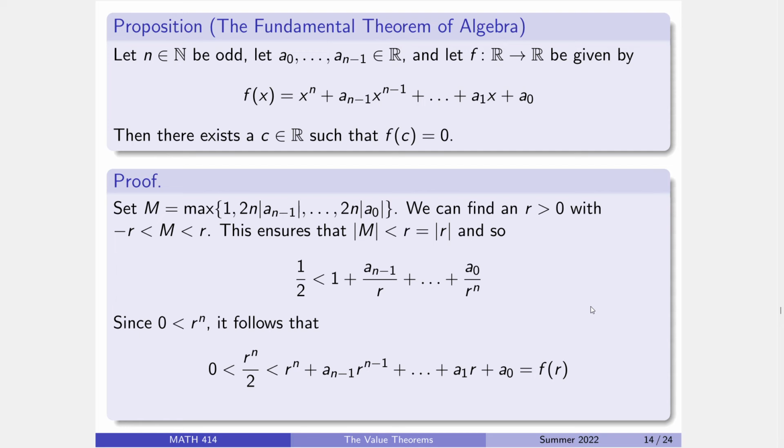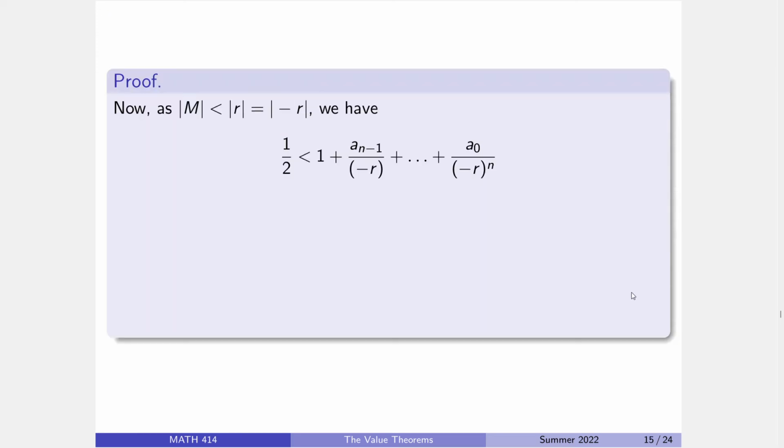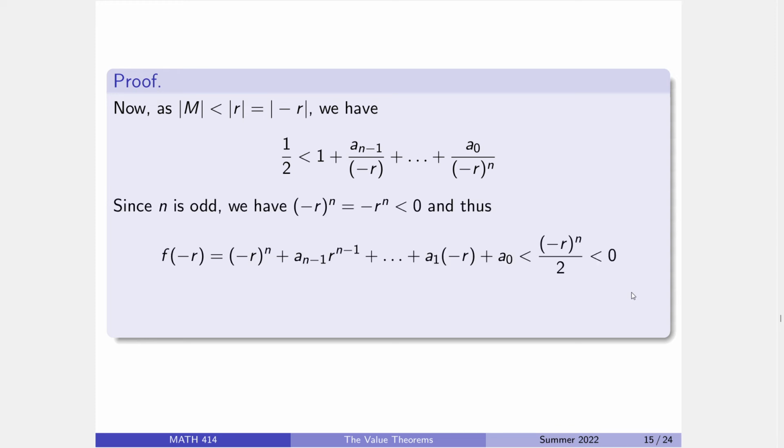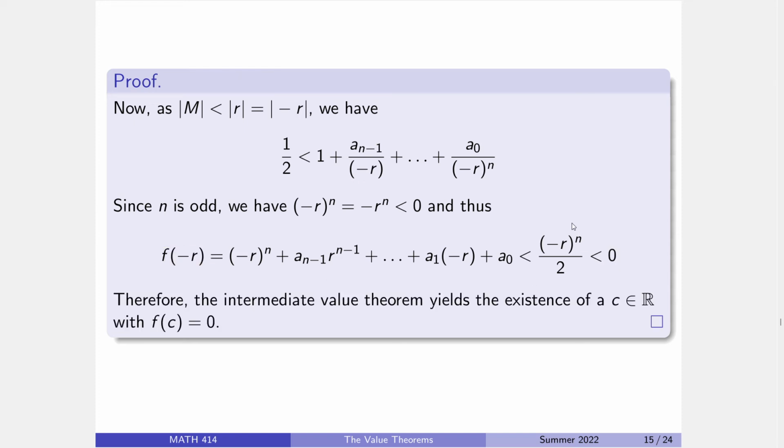If I could find somewhere where f of some input was negative, that would mean by intermediate value theorem it was equal to 0 somewhere. Oh, hey, r is equal to the absolute value of its negative, so that has to be true. And since n is odd, negative r to the n is equal to negative r to the n, which must be negative, because r to the n is positive. Multiplied across, swaps the inequality, and there we go, f of negative r is negative. By intermediate value theorem, there's a c, so we're done.